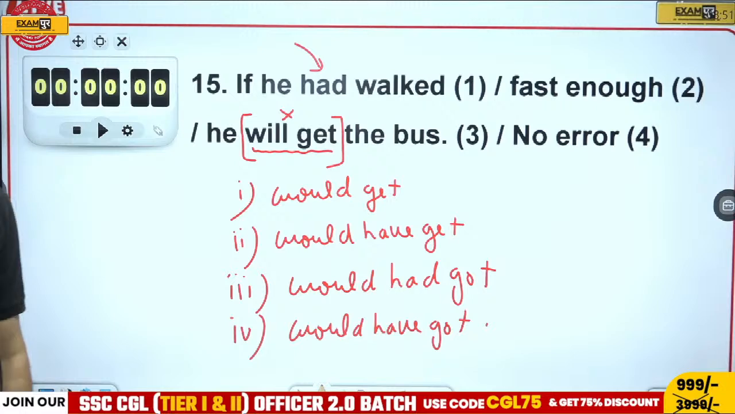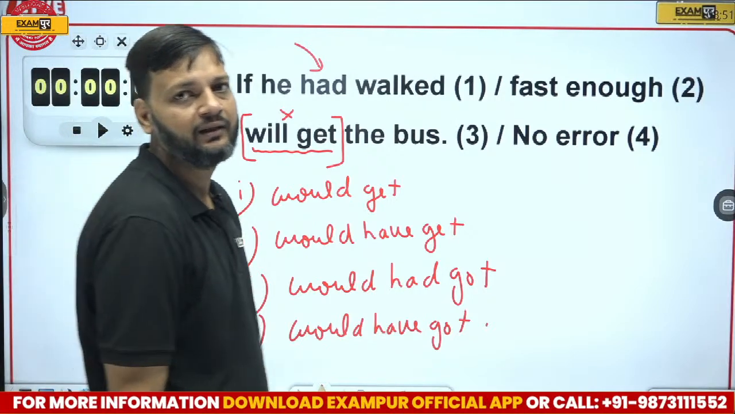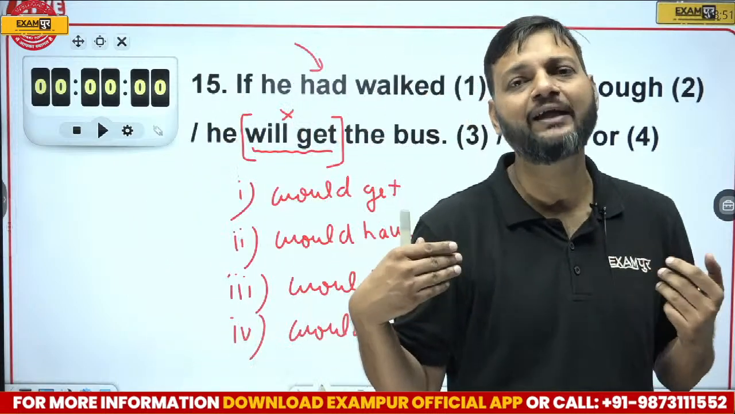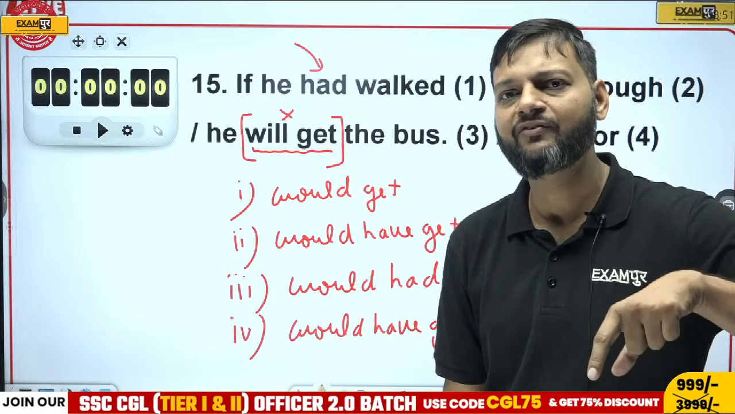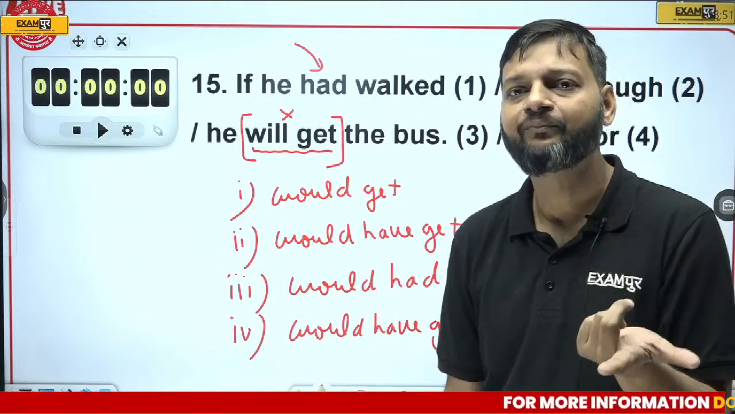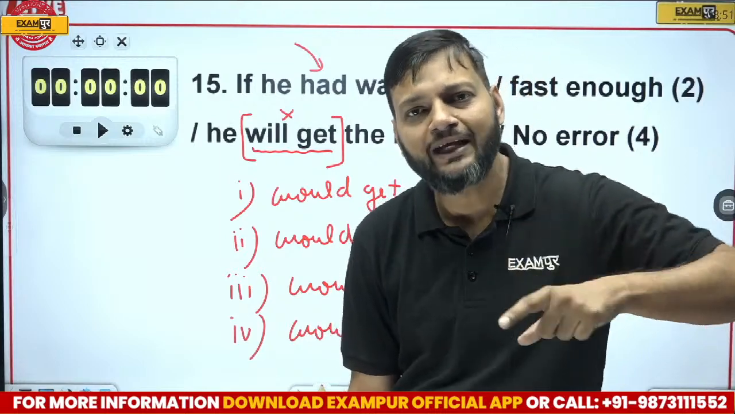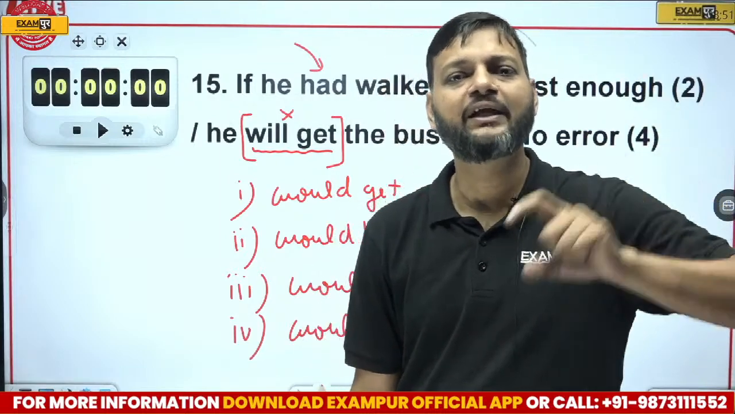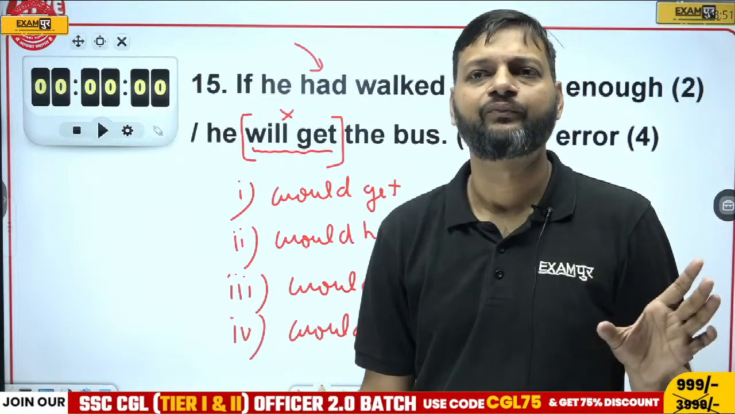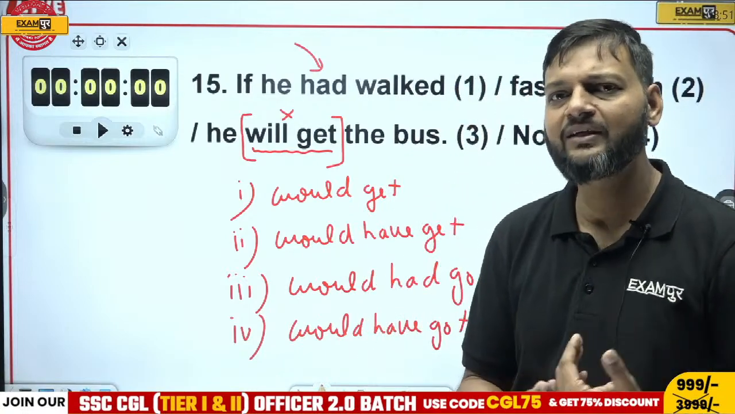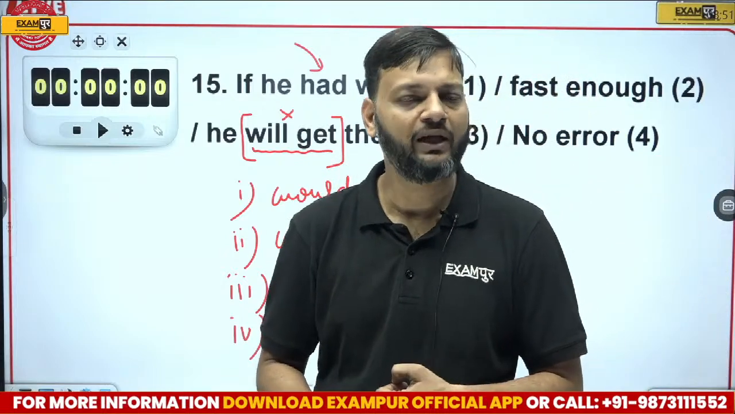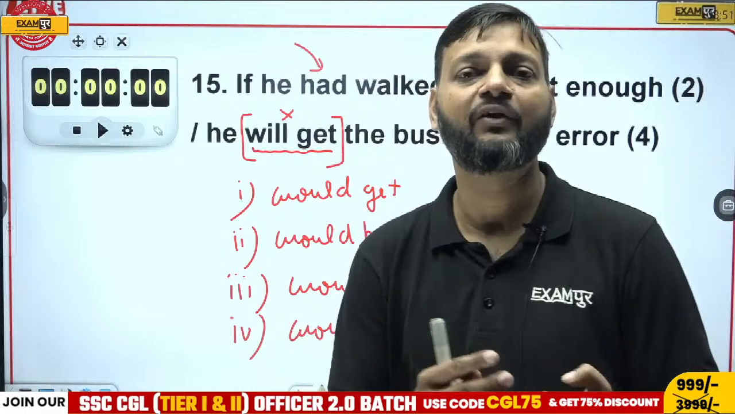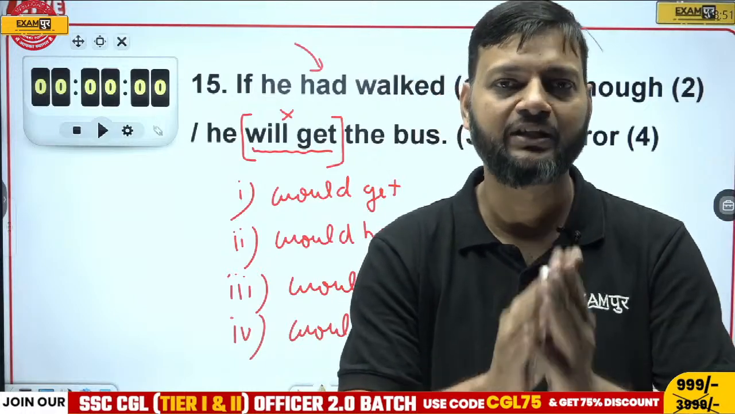See, if a sentence has been asked in the spotting error section, the same sentence can also be asked in the sentence improvement section, because in spotting error you just need to tell the error, and in sentence improvement you need to give the appropriate improvement too. So whenever you see a sentence which has an error, you must know its improvement. If you do not know the improvement, it means the work is just half done.